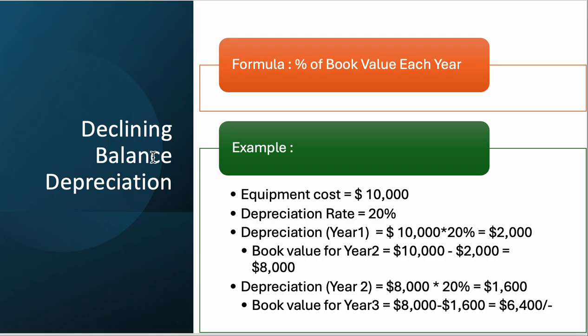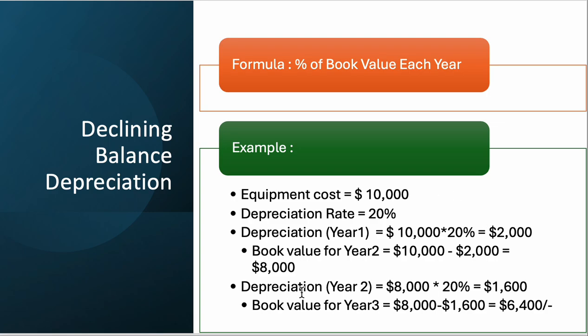Next, we have the declining balance depreciation. Unlike the straight line method, this one depreciates more in early years. Instead of evenly spreading the cost, we apply a fixed percentage to the remaining book value each year. For example, suppose the equipment cost is 10,000 and the depreciation rate is 20%. Then the depreciation in year 1 would be 20% of 10,000, that is 2,000.